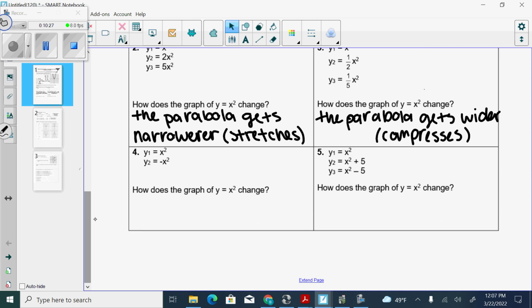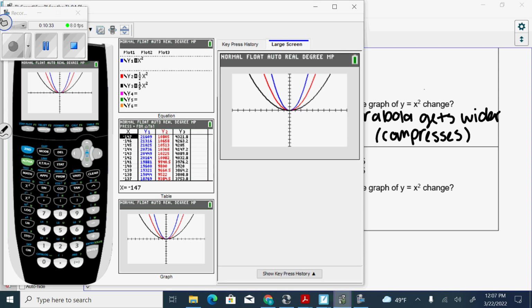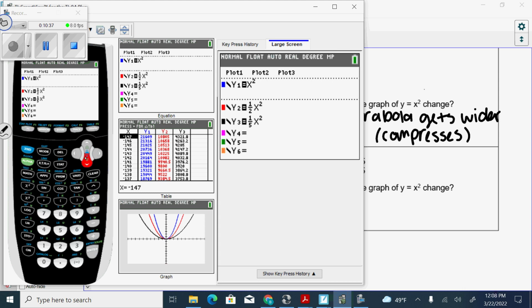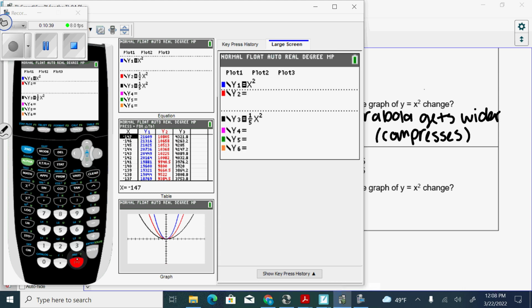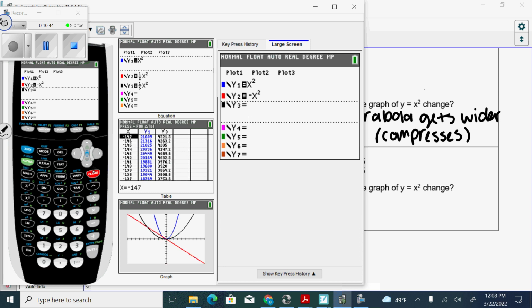Okay. On number 4, this time they only have 2 different graphs for us to type in. So I go back to my graphing calculator. In y1, leave it as the x squared. In y2, I'm going to put in negative x squared, and then just clear out your y3. Nothing to put in there.